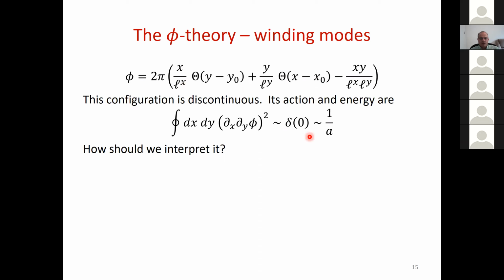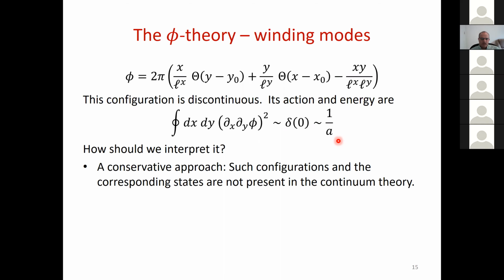And if we regularize it somehow, it's at order 1 over A. So the energy of the winding states is infinite. And again, mirroring the two options we had with the momentum states, we have two options for the winding states. The more conservative approach states that these configurations have very high energy, in fact infinite, and therefore we should discard them in the continuum theory. We shouldn't study them at all, and that's it, forget about it.